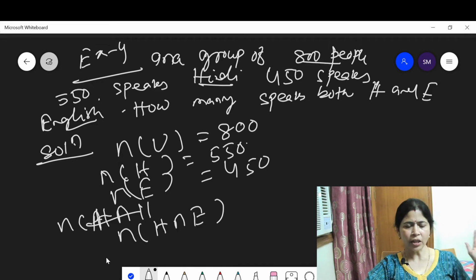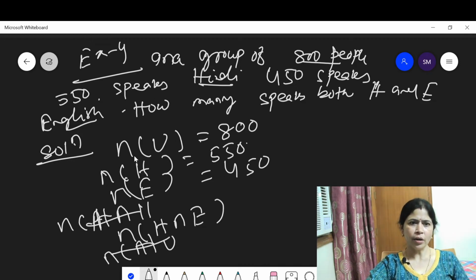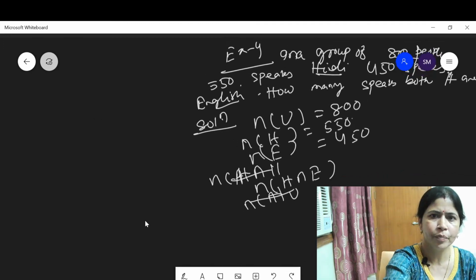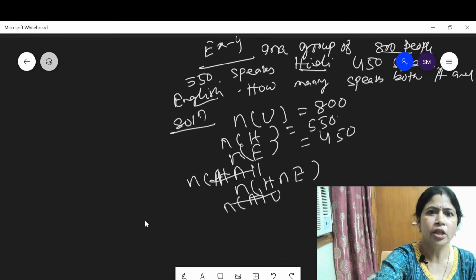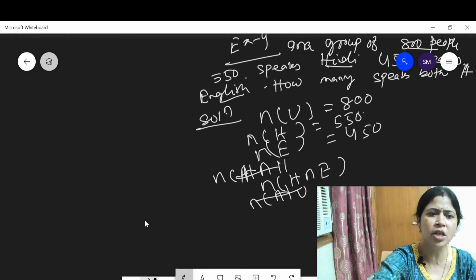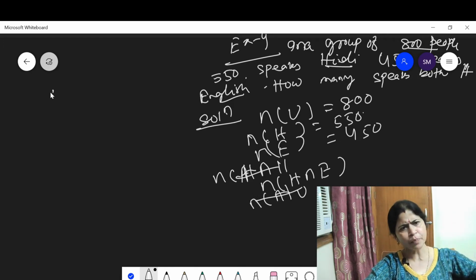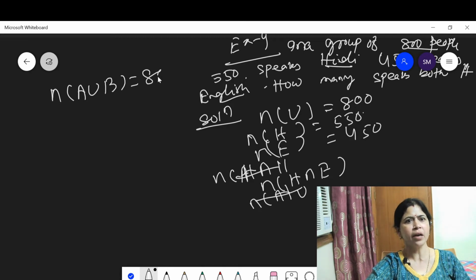Then recall the theory. Let us keep the theory here, and now solve the question. Keep the theory here. Okay. Then solve this. The group of people is 800. This means this is the universal set. Here the universal set means the people speaking Hindi, English, or any language. The people may speak Hindi, may speak English. This means here n of H union E is 800.